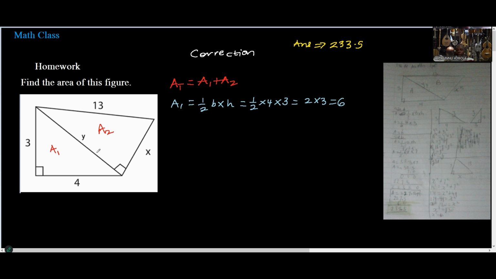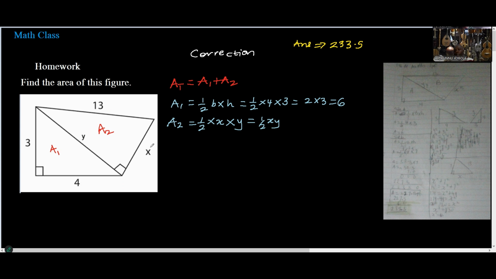But for the second triangle, we don't know the height. We need to find the height and the base. We don't know the height, we don't know the base, because for A2, you can say half of the base, which is x, times the height, which is y. So that is half x, y. So let's find out x and let's find out y.